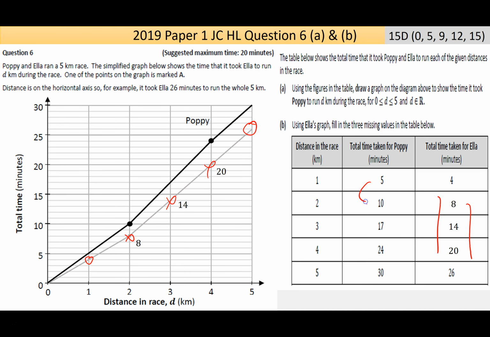The first difference between 5 and 10 is 5. Between 10 and 17 is 7. Between 17 and 24 is 7. Between 24 and 30 is 6. So the first difference is not constant, so it's not linear, because it changes. Second difference: between 5 and 7 is 2, 7 and 7 is 0, 7 and 6 is negative 1.